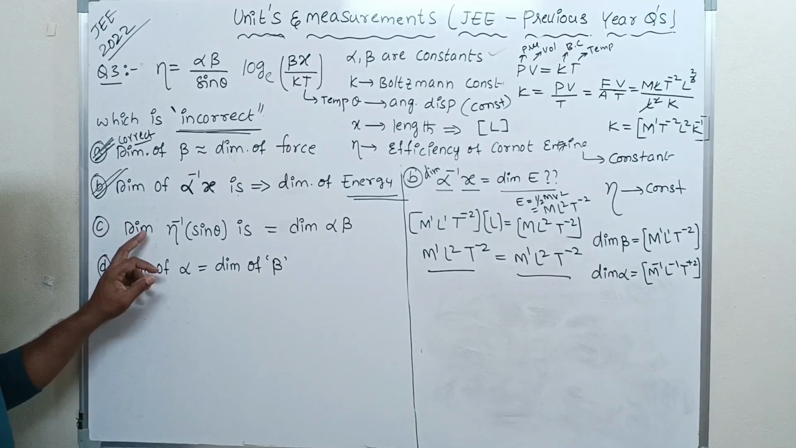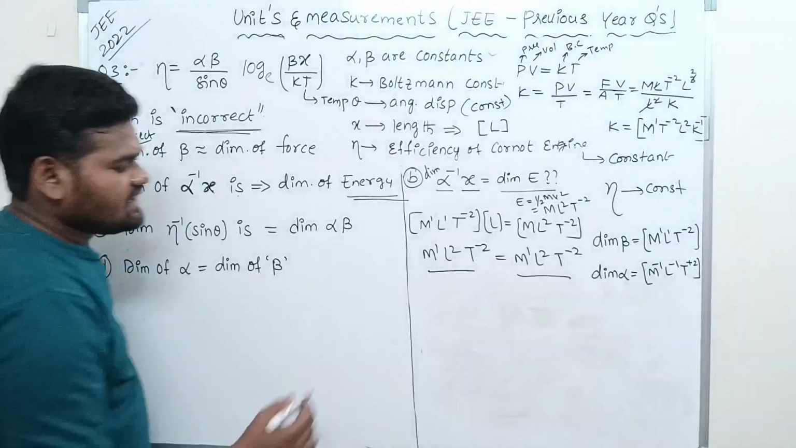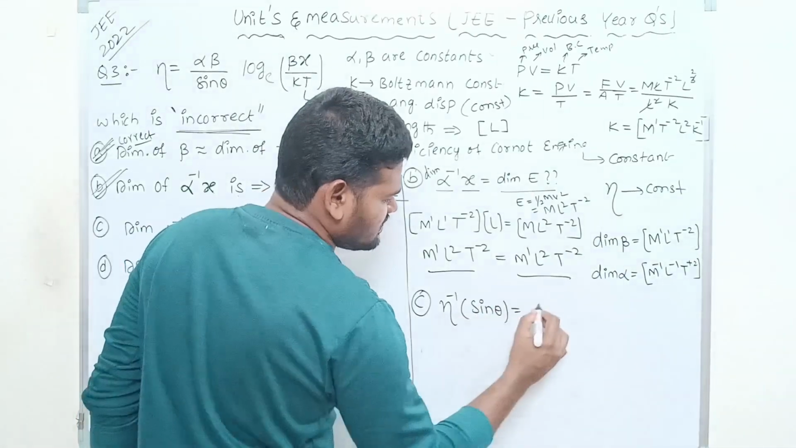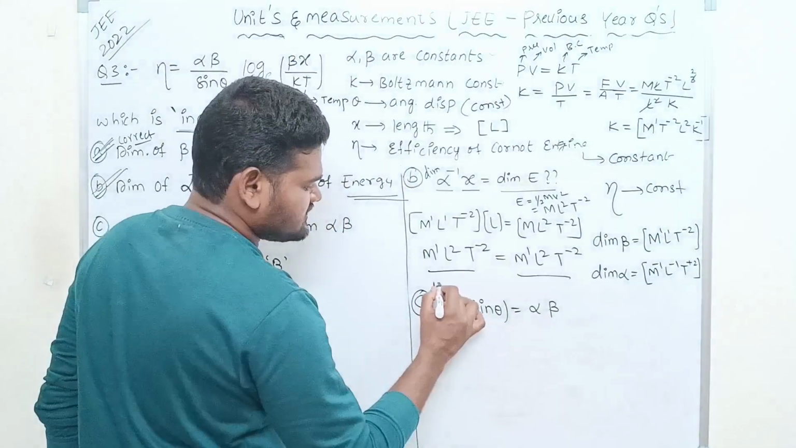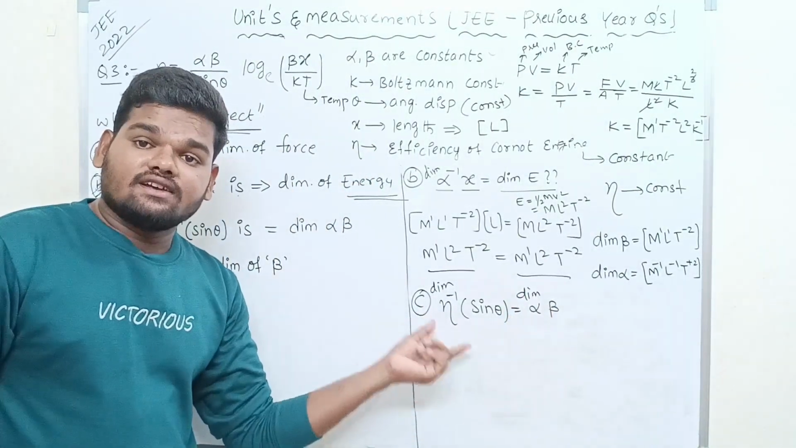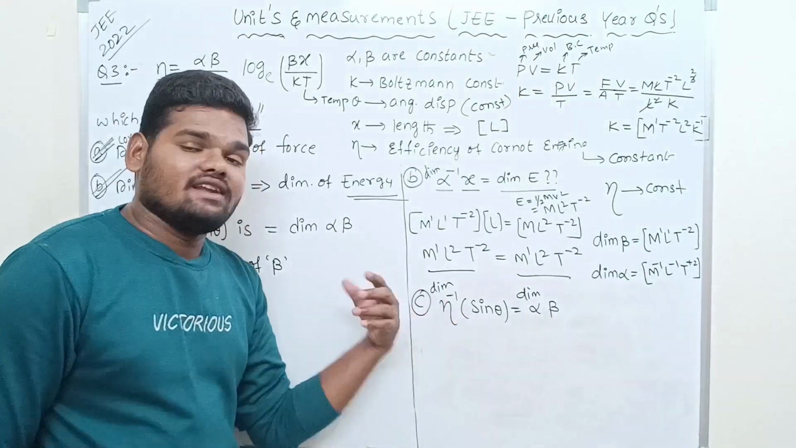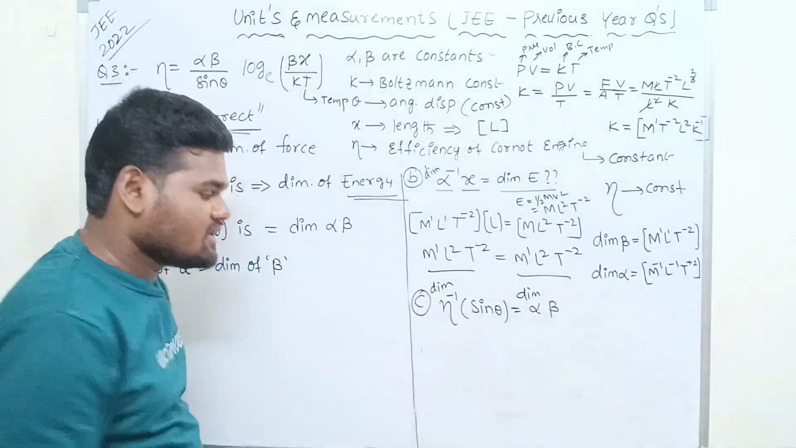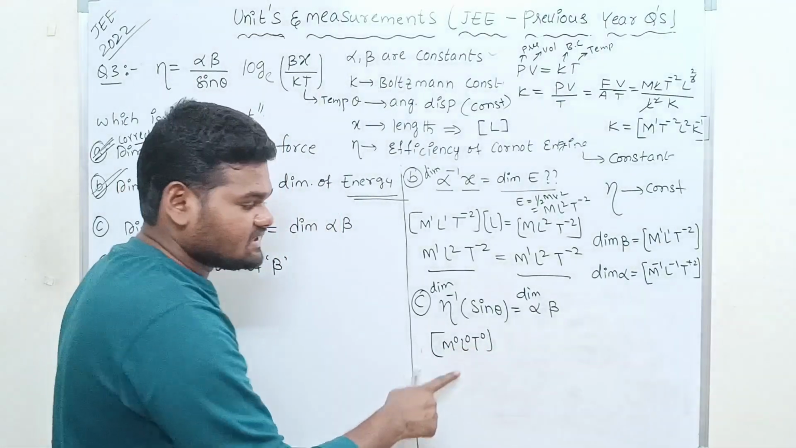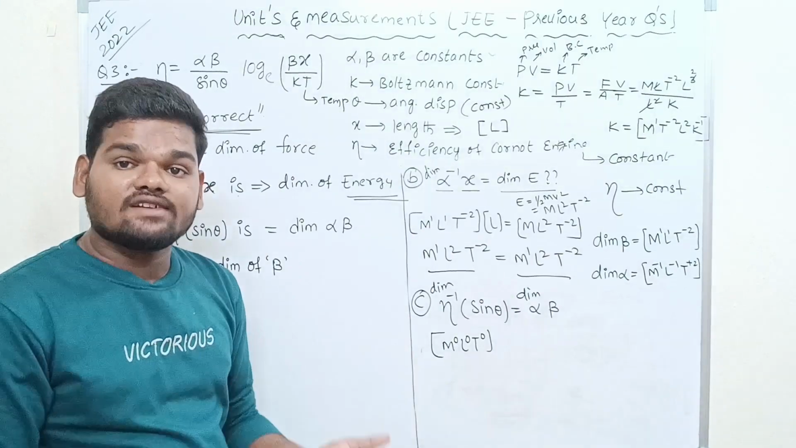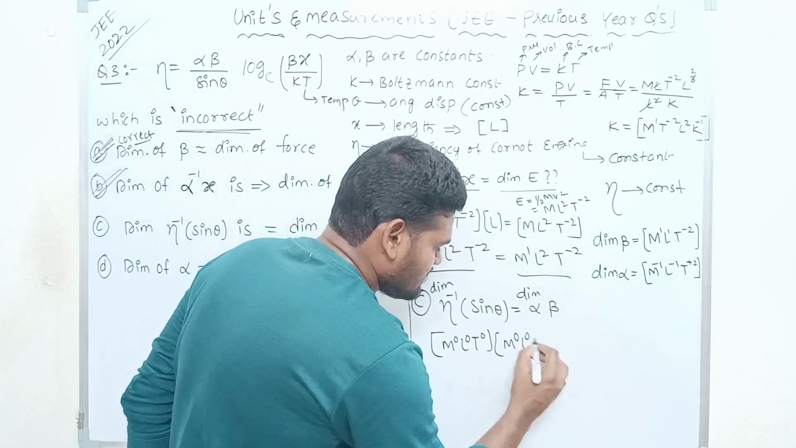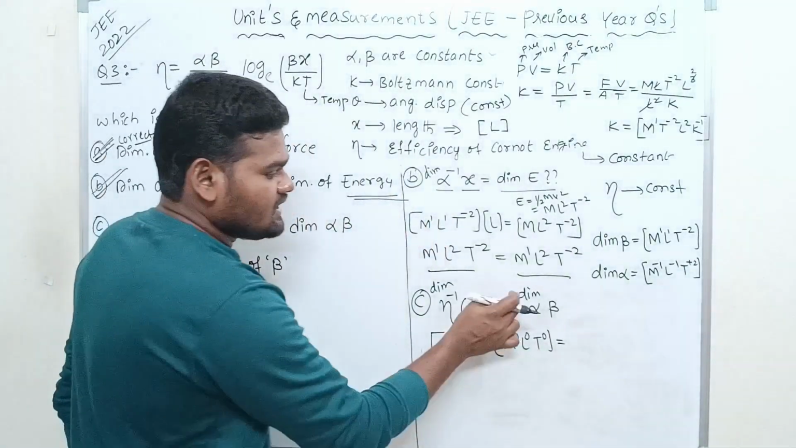So let us check our third option. Eta inverse of sine theta is equal to alpha into beta. We have to check whether the dimension of this is equal to the dimension of this or not. Eta means what? It's a constant term, so its dimensional formula is M power 0, L power 0, T power 0, because it is constant. Sine theta is also a constant term. Trigonometric functions do not have a dimensional formula. So M power 0, L power 0, T power 0, which equals the dimension of alpha times beta.